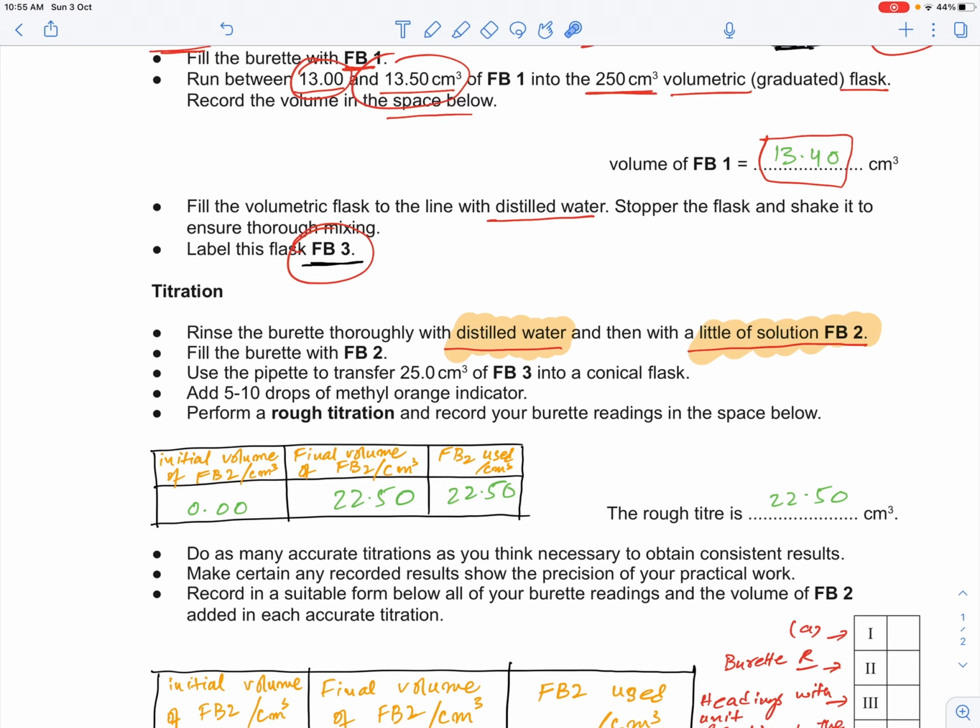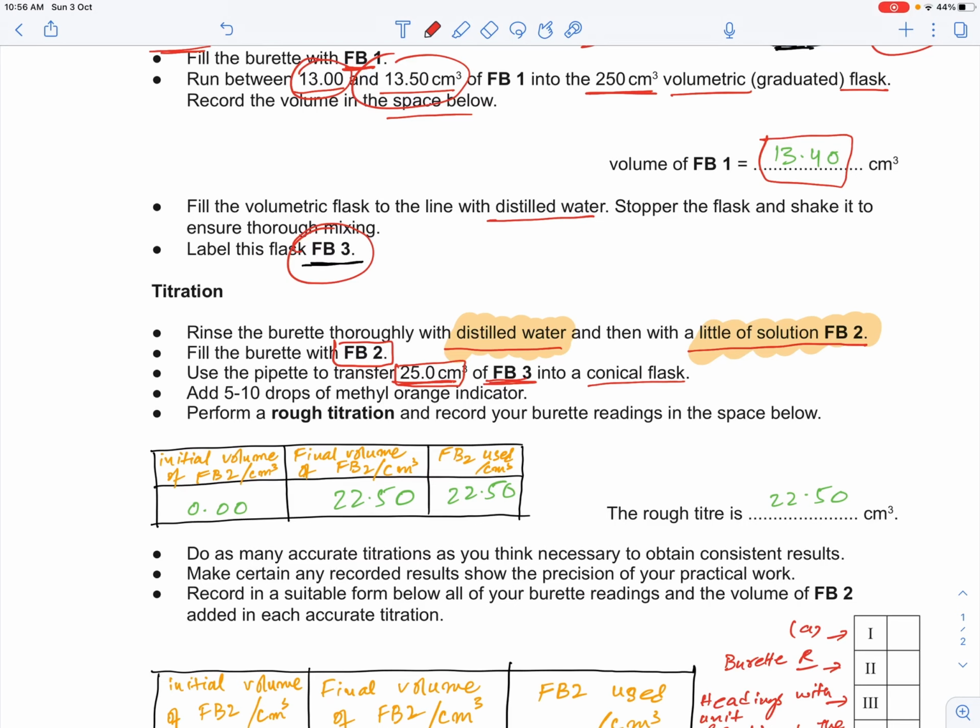So fill the burette with FB2. First you will wash it thoroughly with distilled water and then with a little of solution of FB2, and then fill the burette with FB2 up to the 0 mark. Use the pipette to transfer 25 cm cube of FB3, the solution which we have made in the volumetric flask, into the conical flask, right? So the burette is now filled with FB2, which is acid, and in the conical flask you will take 25 cm cube of FB3, the diluted solution which you made in the starting.